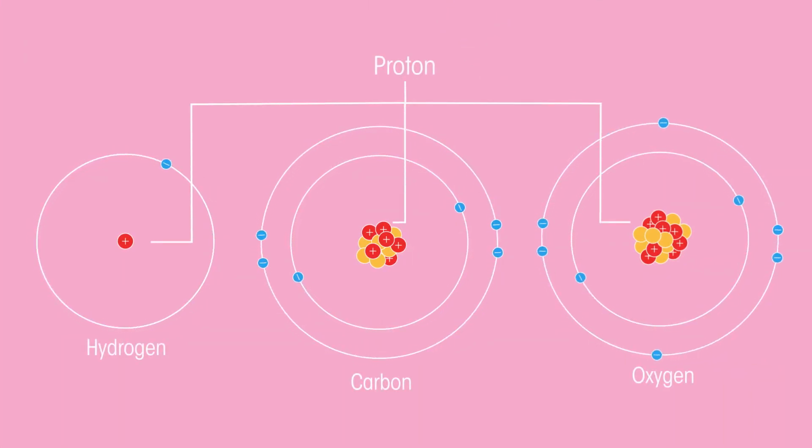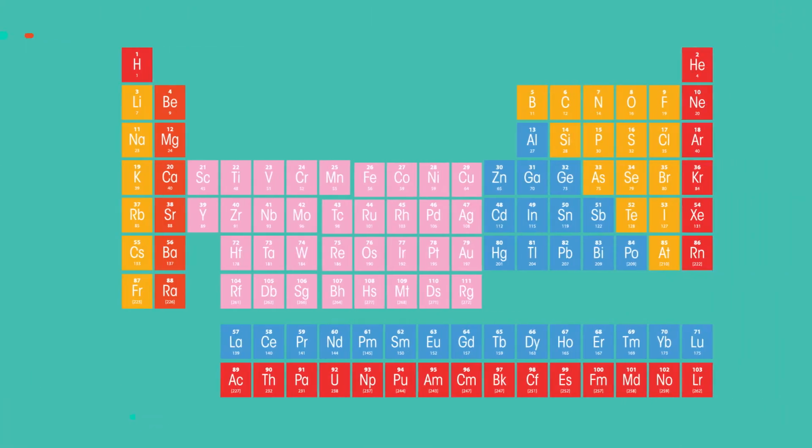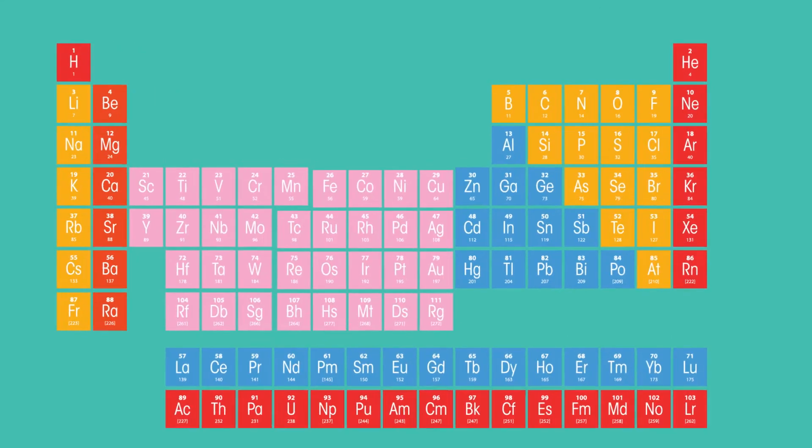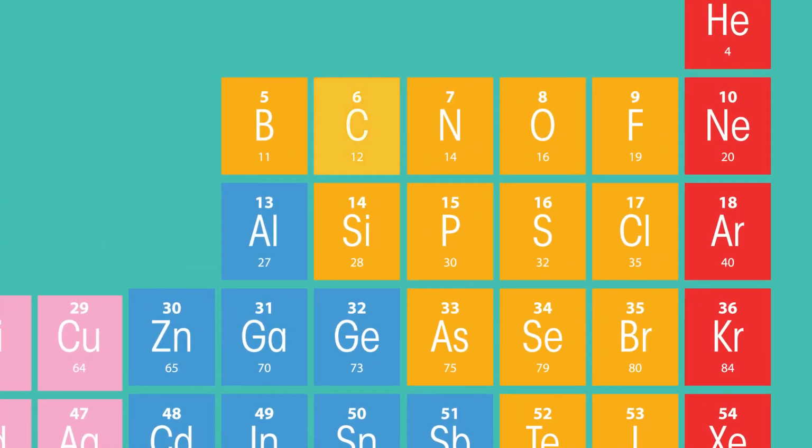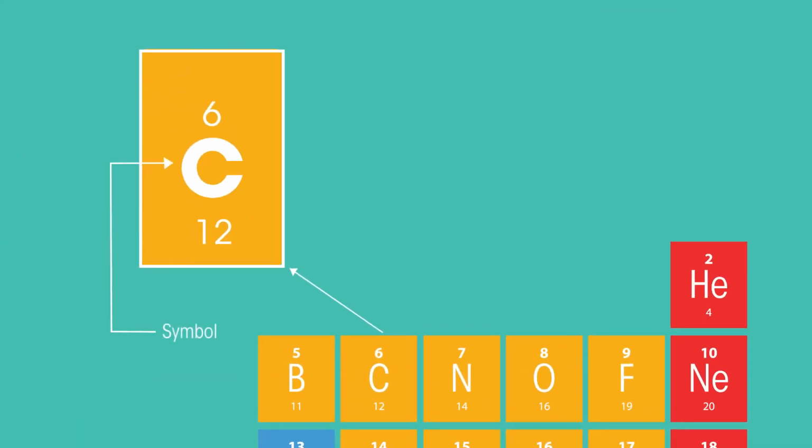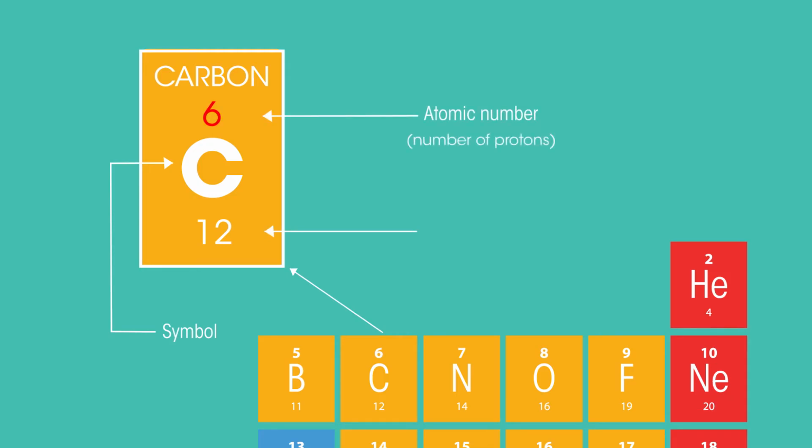No two elements have the same number of protons, ever. Each symbol in the periodic table is an abbreviation of a different element. For example, C stands for carbon. By this symbol are two numbers. The smallest number is the atomic number, and it tells us the number of protons.